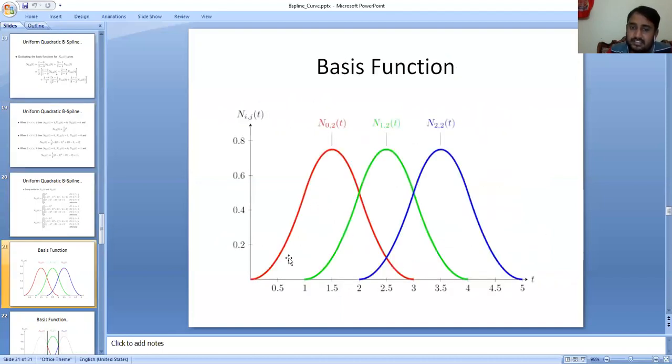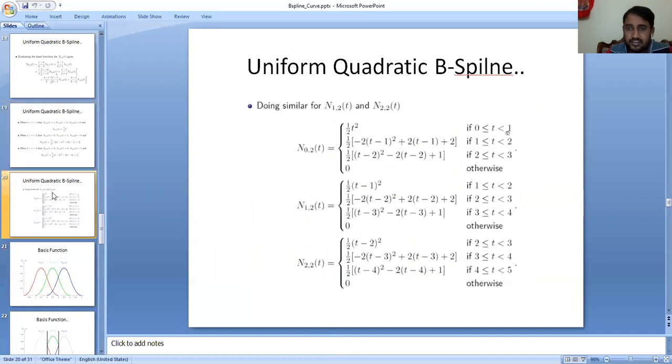We'll get these three values. When t is between, we can see here with this recursion, when t is between 0 to 1, 1 to 2, and 2 to 3.